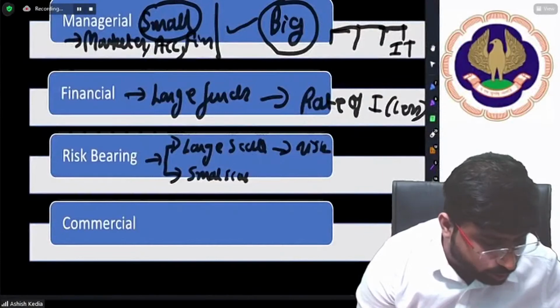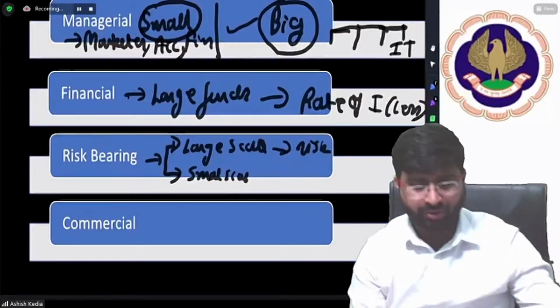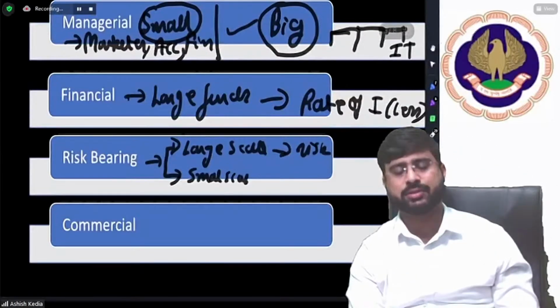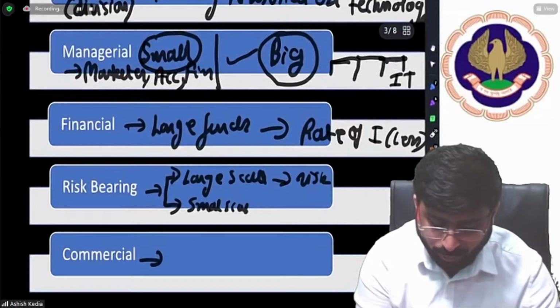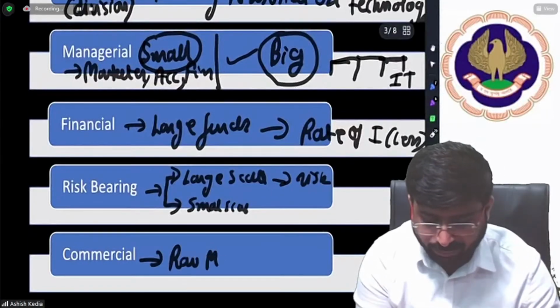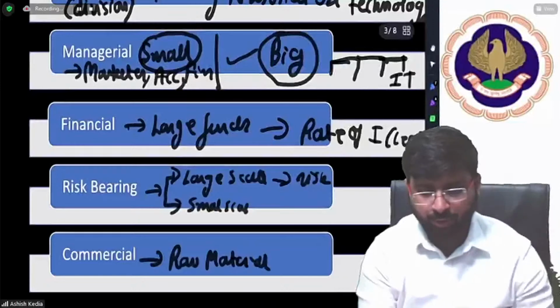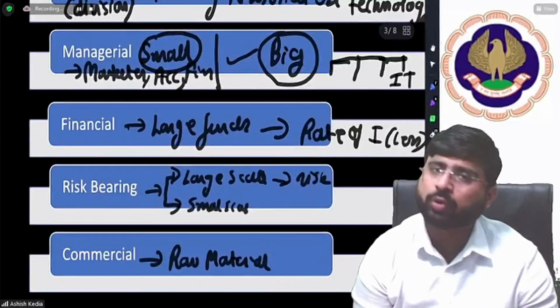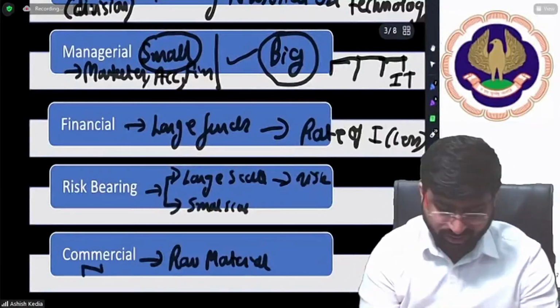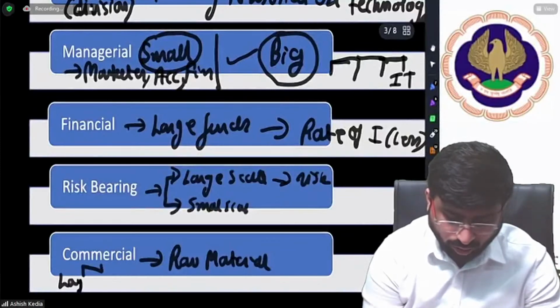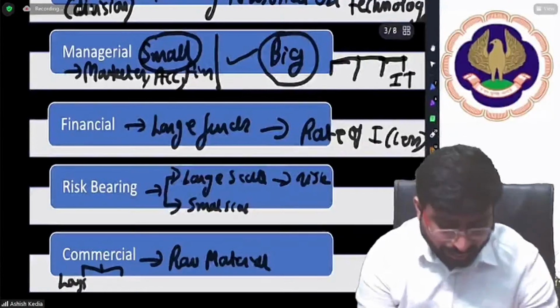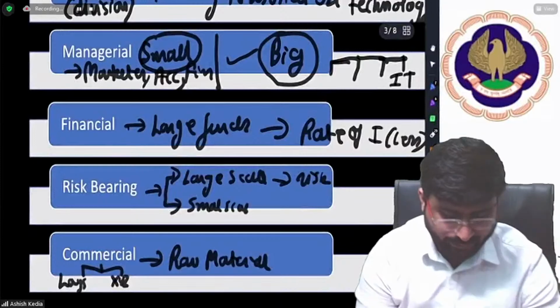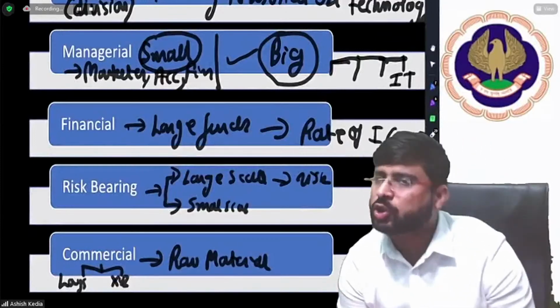Sir, can you tell us what commercial economy is? You see, my dear friends, every organization requires raw material for production. Now, let me ask you a question. You will tell me what commercial economy is. Suppose there are two companies or two brands. Let's say Lay's is on one side and the other is some XYZ brand. Both of them are in the business of producing chips.